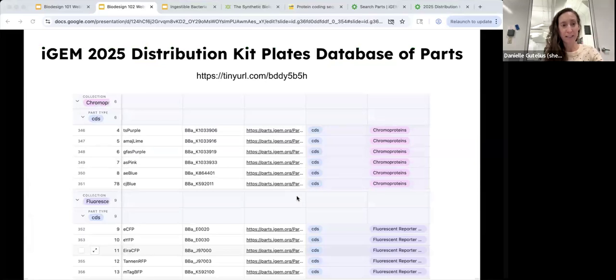Another place to look is the iGEM distribution kit plate database. The link is here. I gave you a shortened link for it. This one is more like a spreadsheet. It's nice and pretty and colorful, and you can sort it however you want. You can sort it by fluorescence or by just coding sequences or promoters or whatever it is you're looking for.